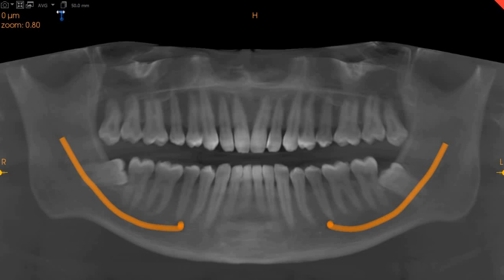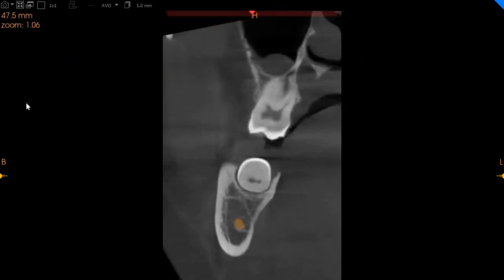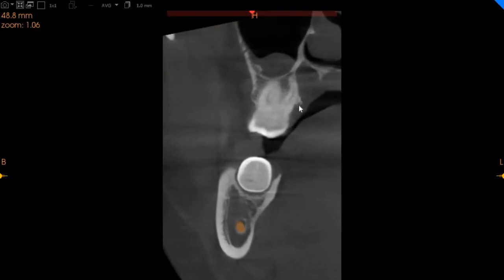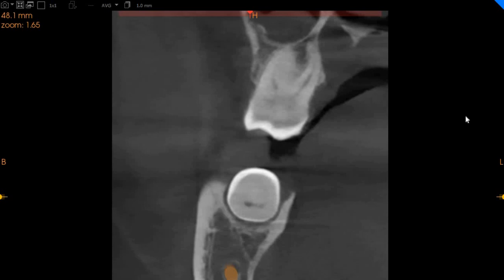Now we're going to take you to the transaxial view of the upper first, and then we'll take you to the transaxial view of the lower. Now this is the upper right wisdom tooth. The upper right wisdom tooth, you can see, does not have fused roots. And those roots you can very clearly see.